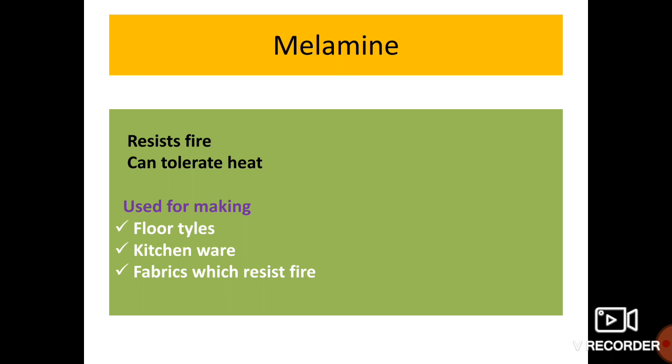Melamine is also one of the thermosetting plastics. Melamine resists fire and can tolerate heat. Melamine is used for making floor tiles, kitchenwares, and fabrics which resist fire.